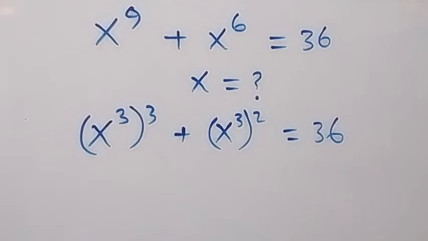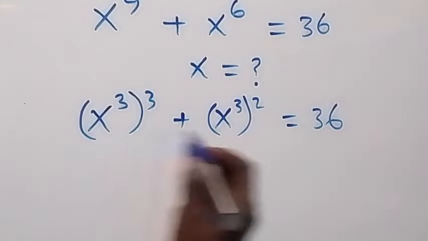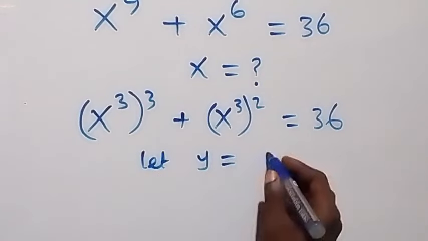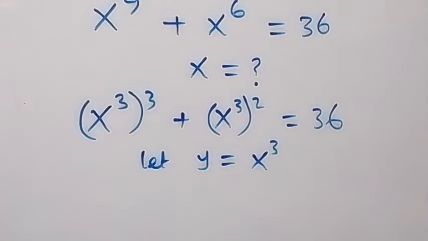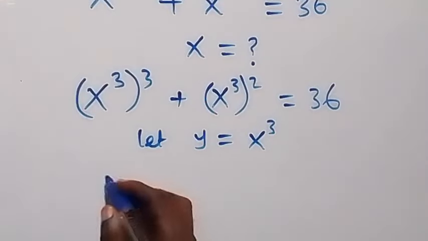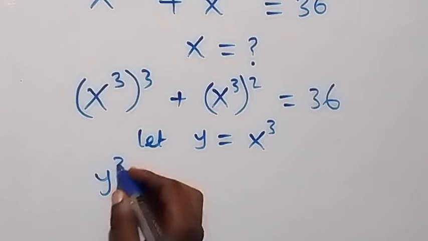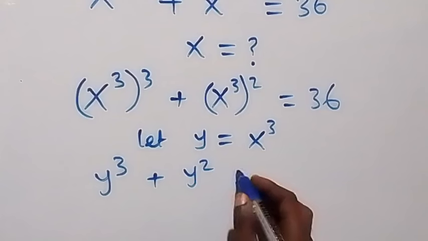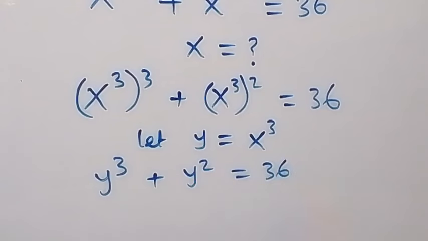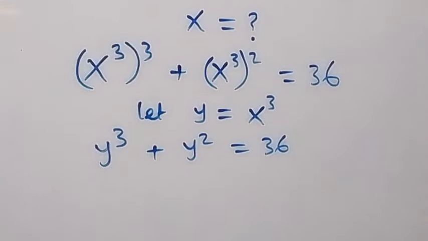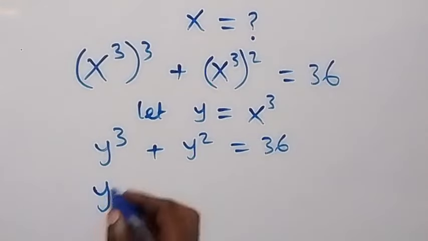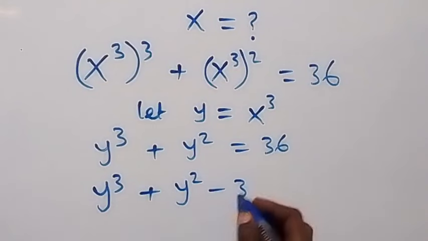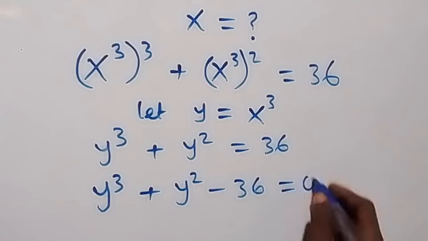Then from here, we can let a letter represent x raised to power 3. So let y be equals to x raised to power 3. Then what we have now becomes y raised to power 3 plus y squared, then equals to 36. And here, let's take 36 over, then we have y raised to power 3 plus y squared minus 36, then equals to 0.